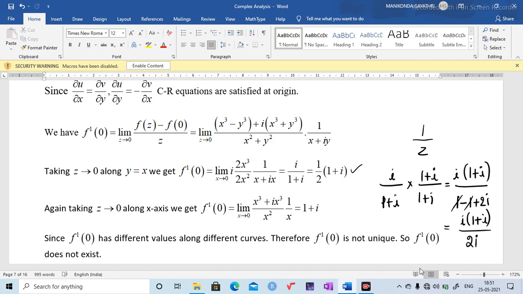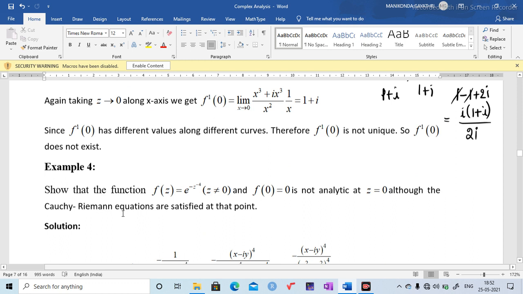Observe here along the path y equal to x, f dash of 0 is this one. Along the x-axis, f dash of 0 is 1 plus i. That means these two values are different. That means f dash of 0 has different values along different curves. Therefore, f dash of 0 is not unique. That means f dash of 0 does not exist.